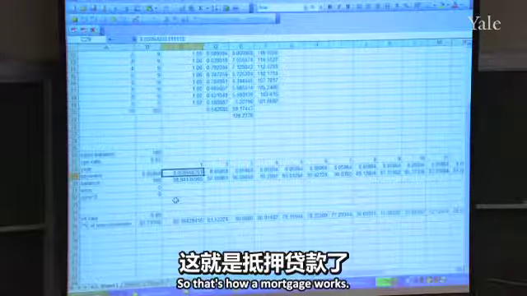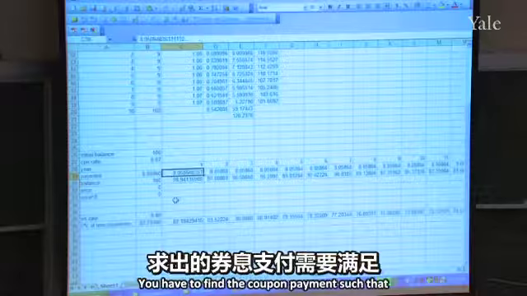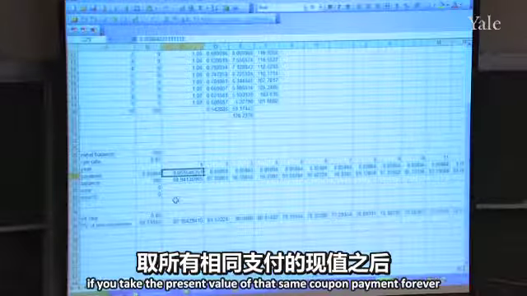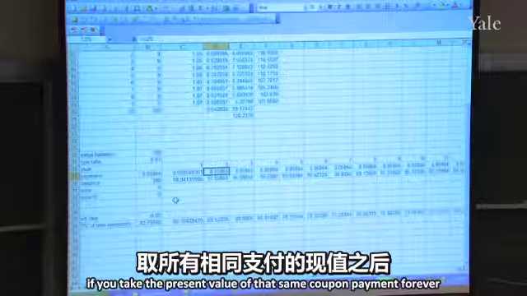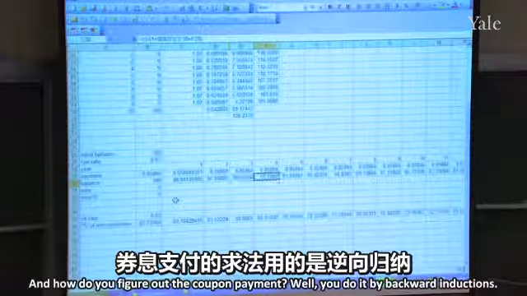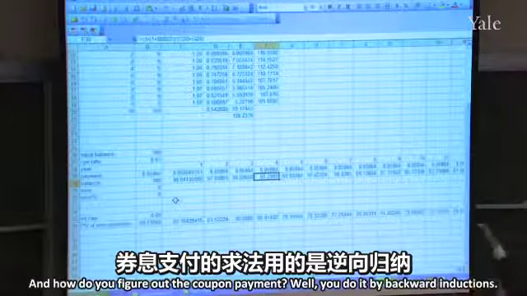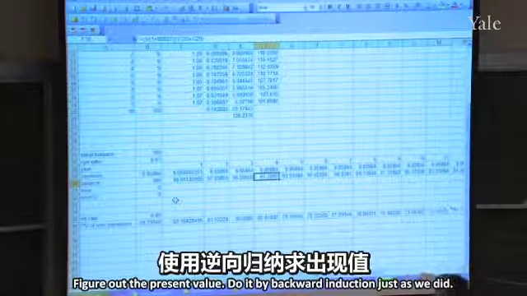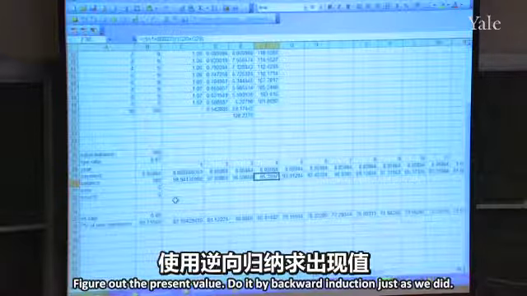So that's how a mortgage works. You have to find the coupon payment such that if you take the present value of that same coupon payment forever, it's just going to be worth 100, which is that number. And how do you figure out the coupon payment? Well, you do it by backward deduction. Figure out the present value, do it by backward deduction, just as we did.